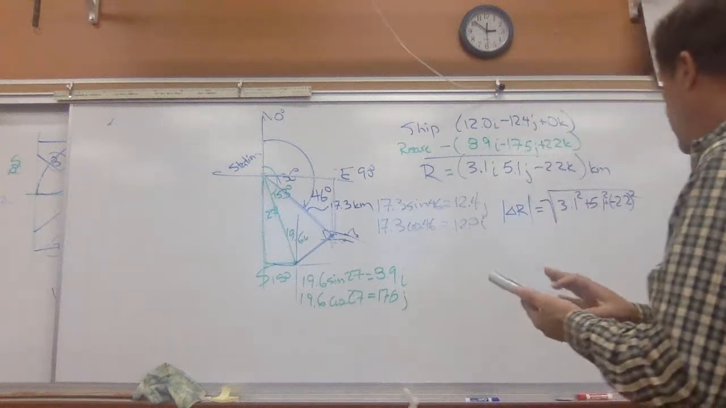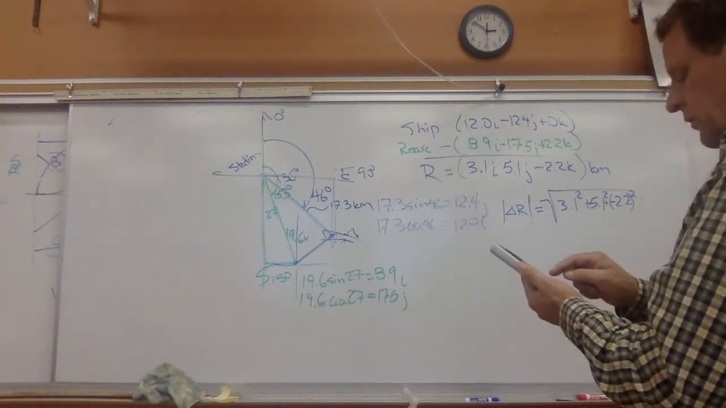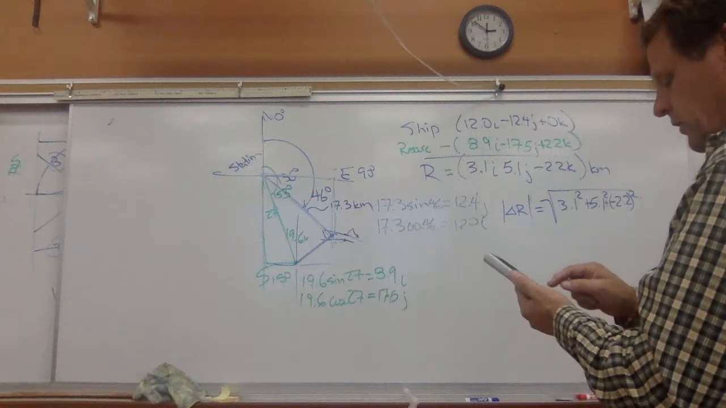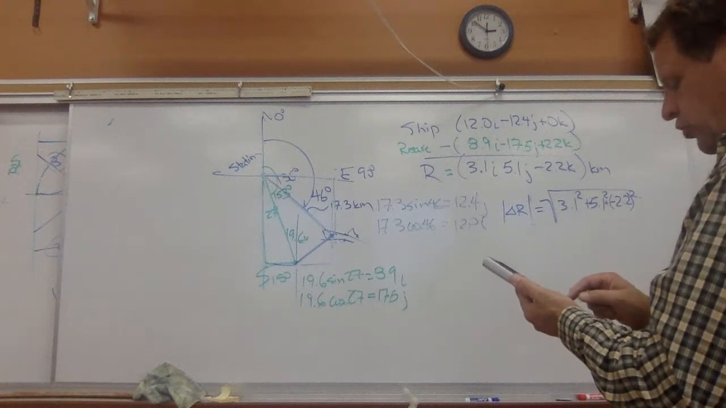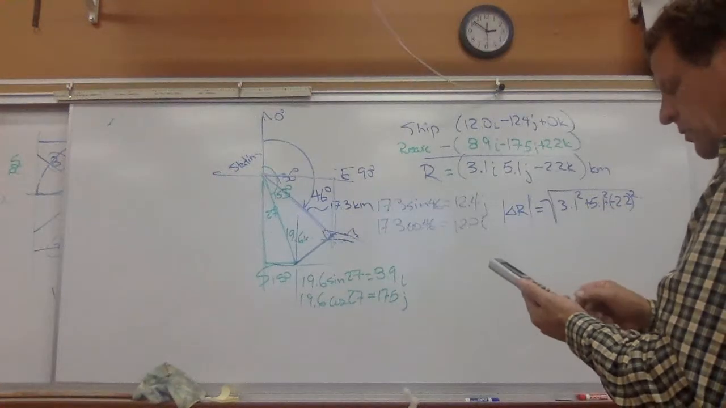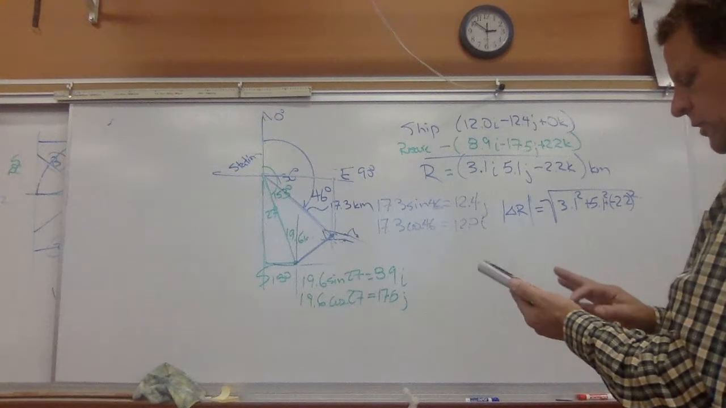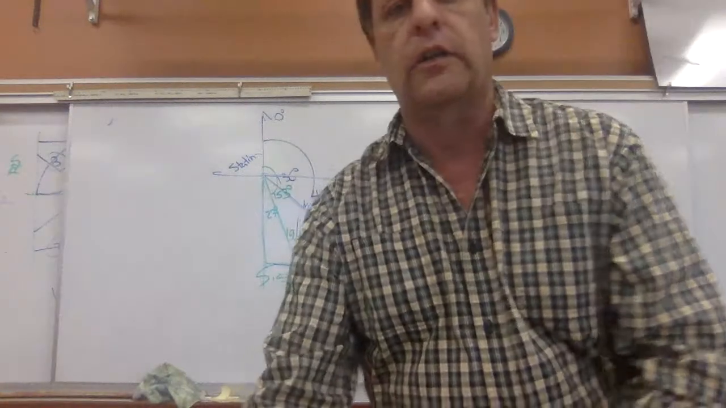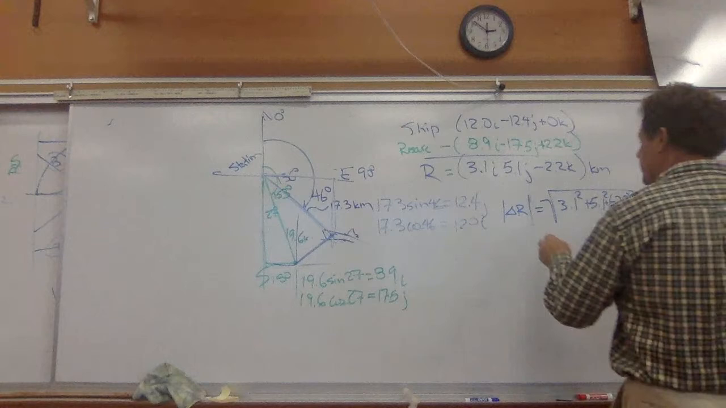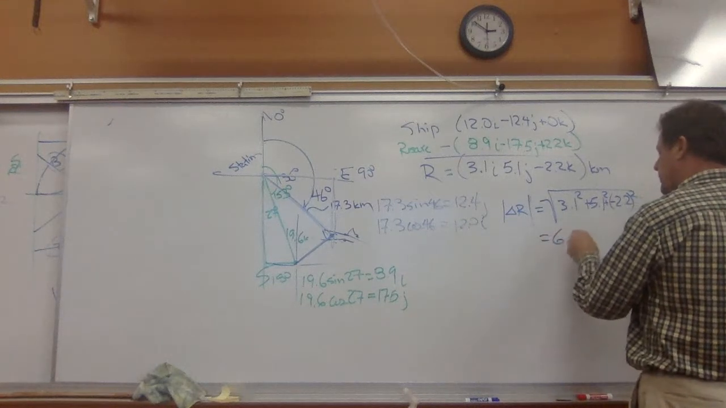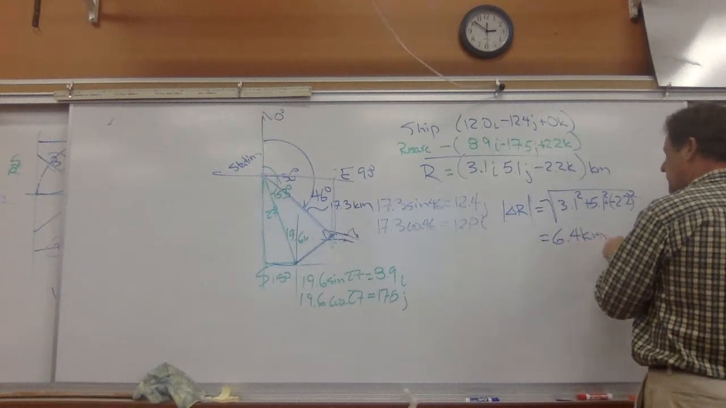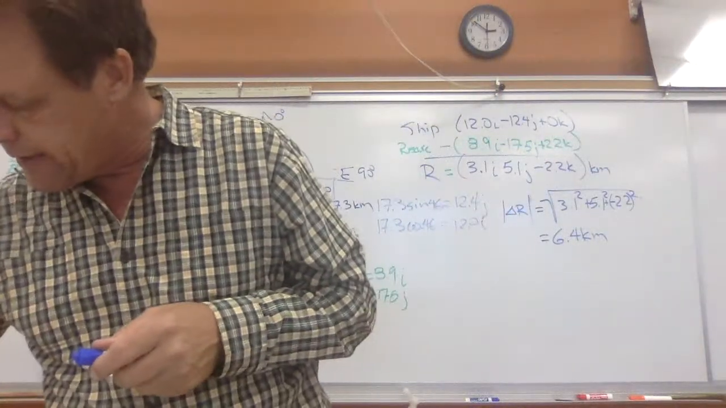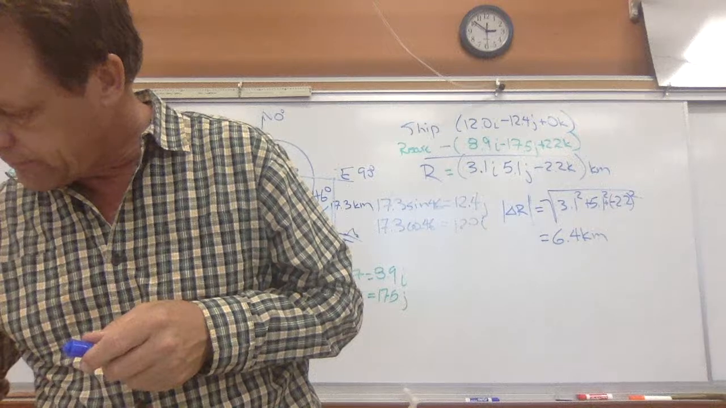So we're going to say 3.1 squared plus 5.1 squared plus 2.2 squared equals, and then we're going to take the square root of that, and we're going to get 6.36, and let's call it 6.4. So this is going to equal 6.4 kilometers. 6.4 kilometers.